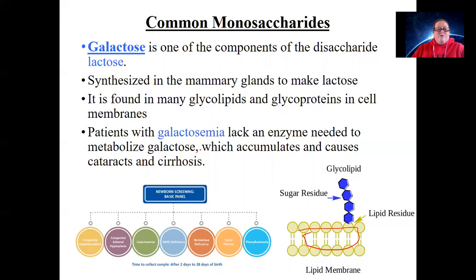Patients with galactosemia will lack an enzyme needed to metabolize this, and this is different than lactose intolerance. It's not the same thing, but if a patient lacks the enzyme to metabolize this, it can accumulate and cause liver problems and cataracts. So the one thing that I wanted to notice here is that this is one of the basic panels for a newborn screening, so that can be identified very, very quickly to see if a patient does lack that enzyme.